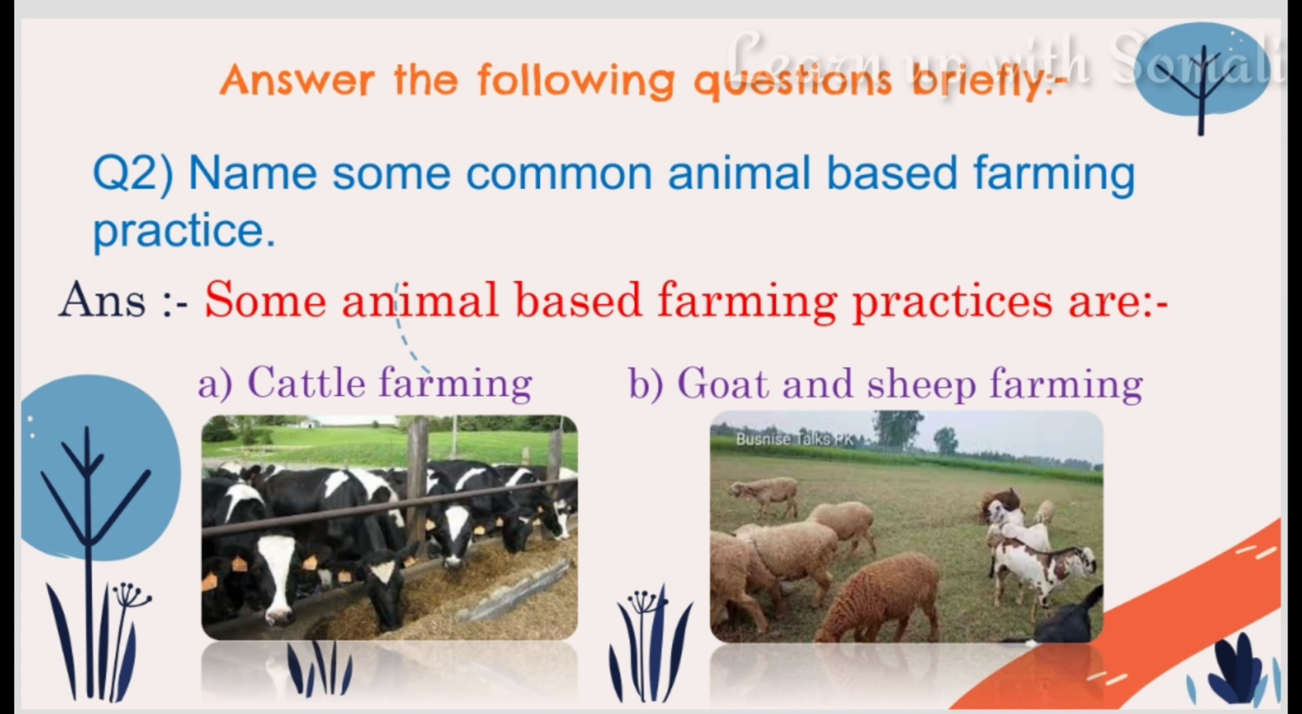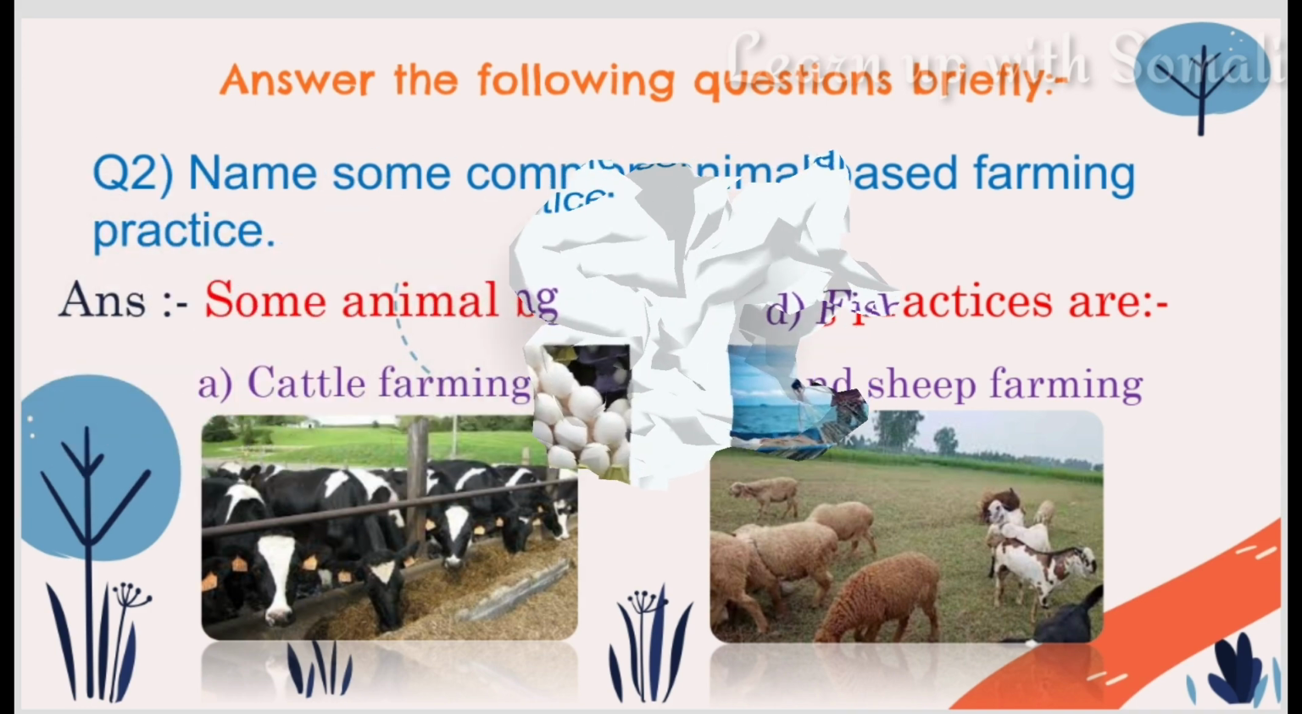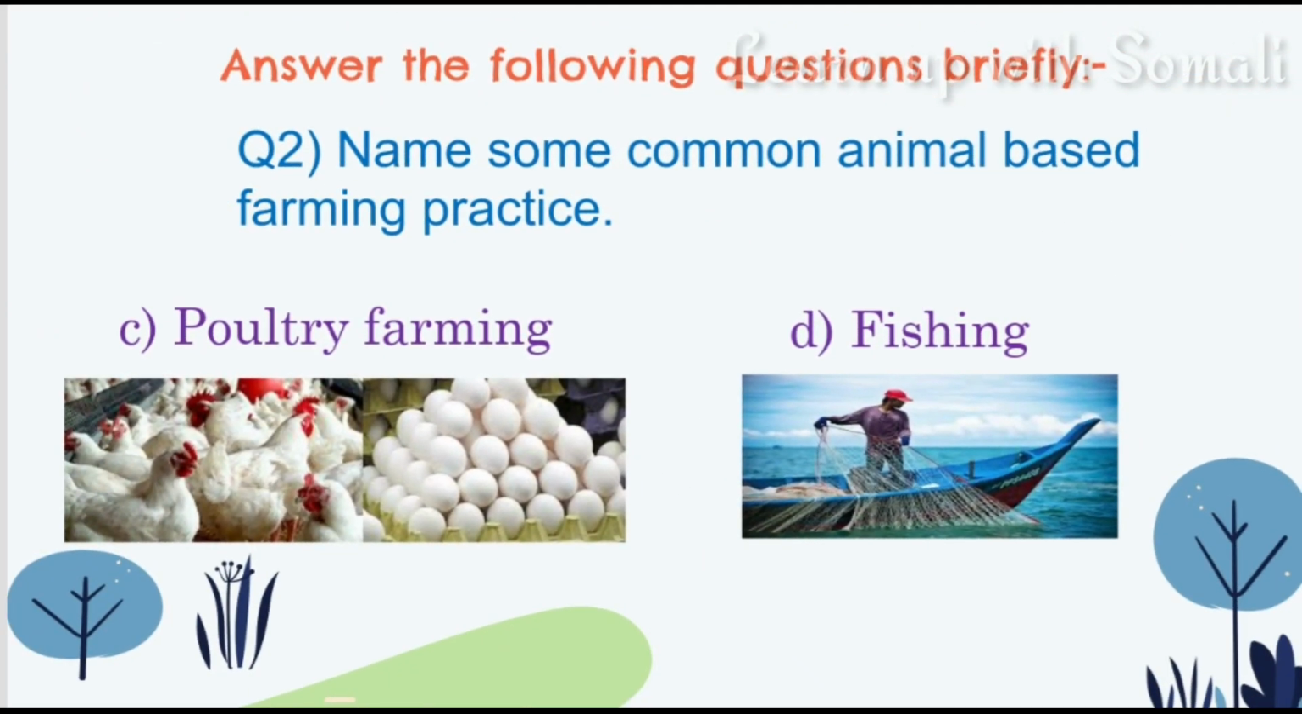Moving on to question number 2, name some common animal-based farming practices. The answer is some animal-based farming practices are number A cattle farming, number B goat and sheep farming, number C poultry farming and number D fishing. Please write the name of these common animal-based farming practices in your notebook.